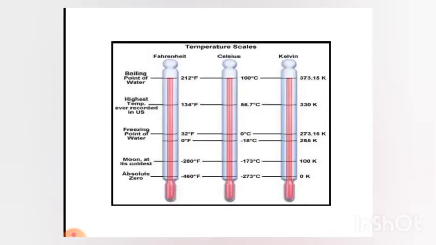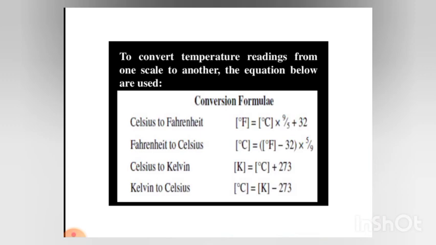Here in the picture you can clearly see the three scales, Celsius, Kelvin, and Fahrenheit, and the freezing point and boiling point of water on each. Now another question arises in our mind: can we interchange these three scales?